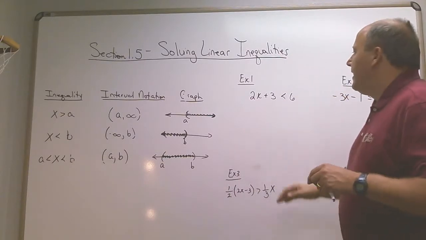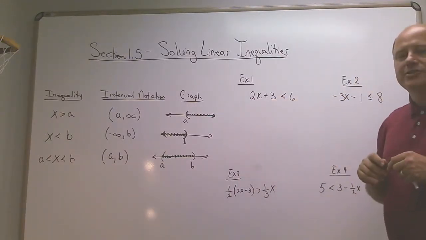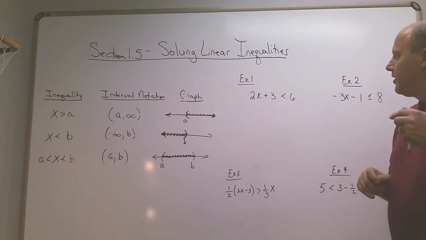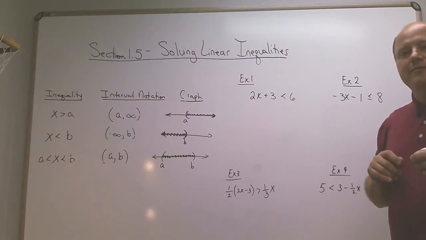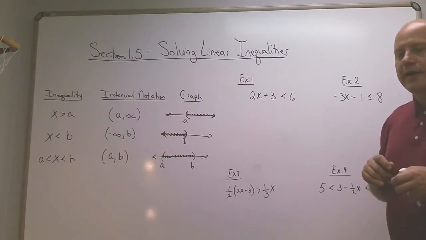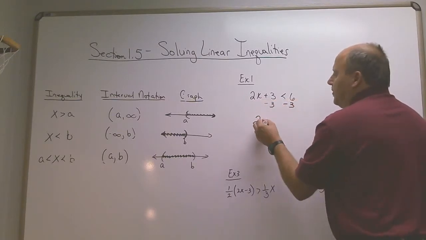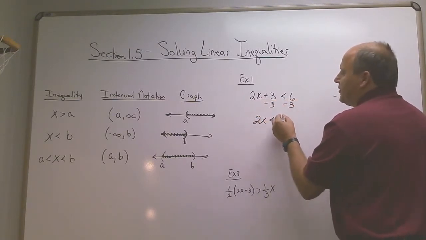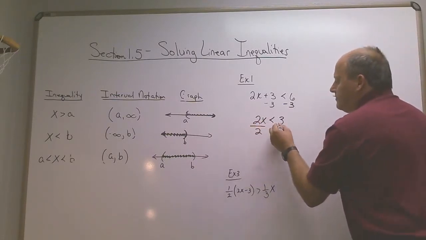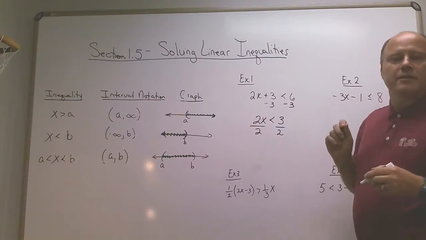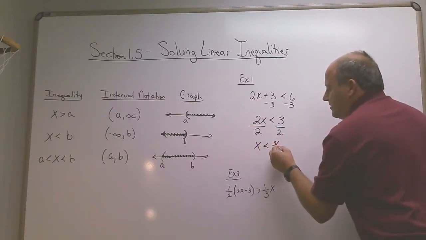Now, example 1 is a very simple problem. You solve it just like you solve an equation. You move the 3 over, you divide by 2. Except if you ever multiply or divide by a negative number, you have to switch the symbol around. So in this particular case, you subtract 3. You get 2x less than 6 minus 3, which is 3. Then you divide by 2, and x is less than 3/2.